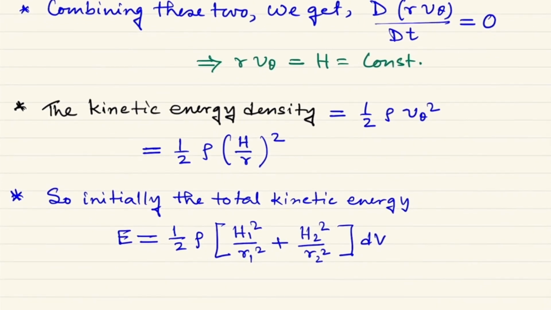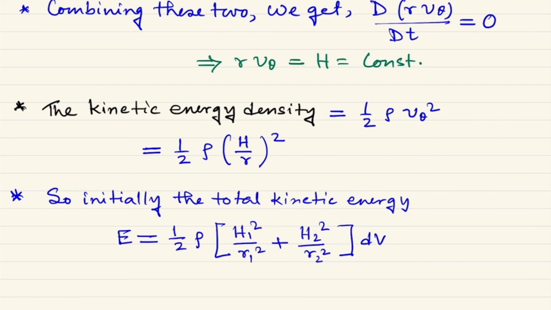Now, what is the kinetic energy density of that particle? What is the kinetic energy density at any position? That is half times the density times the velocity squared, and the velocity means only v theta. So it is equal to half times rho times (h by r) whole squared, because v theta is nothing but h by r from this relation.